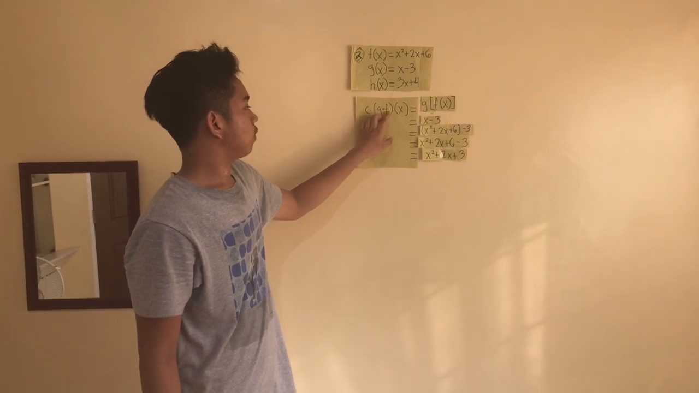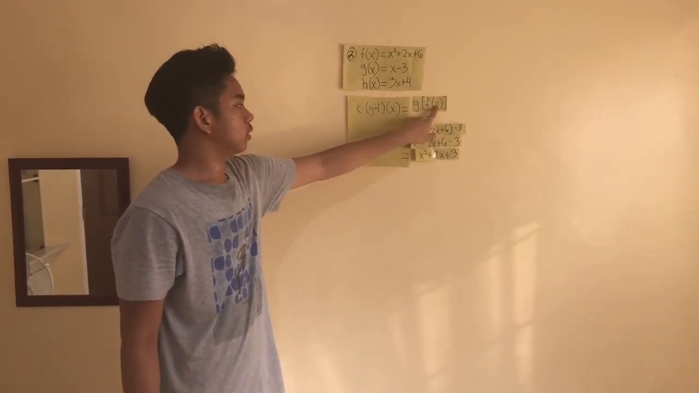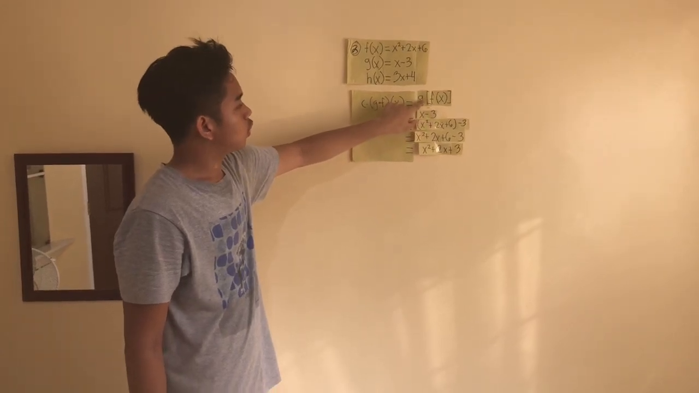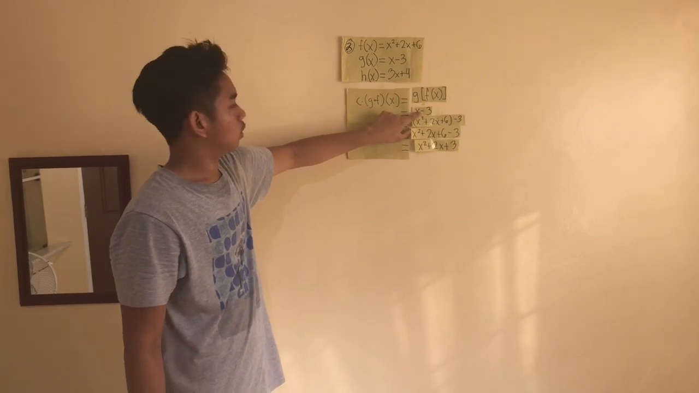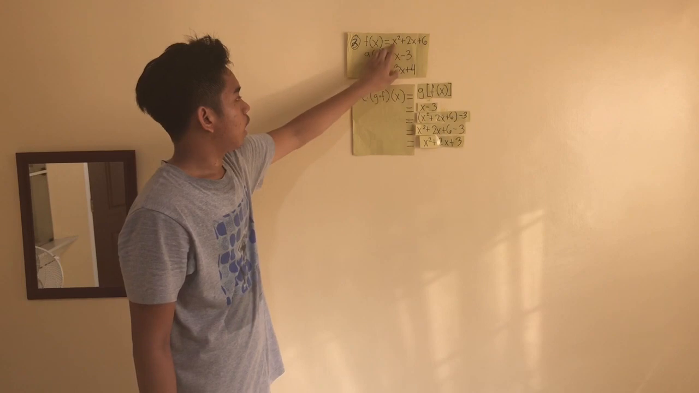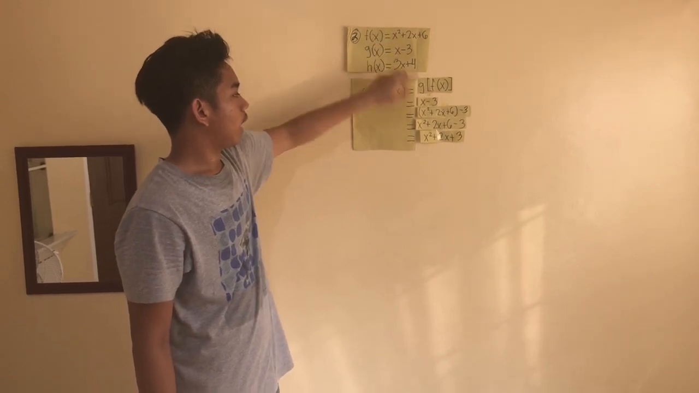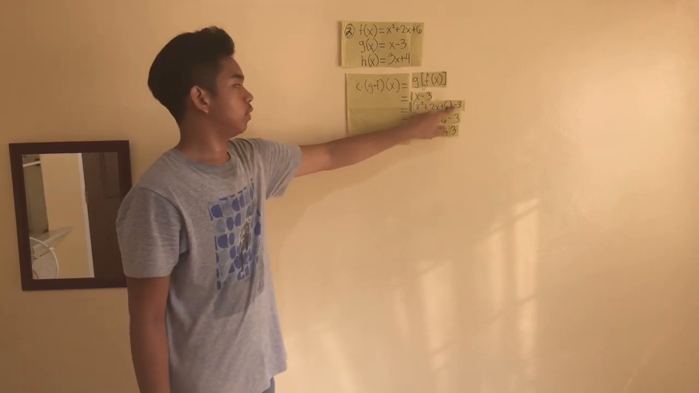So g of f of x. So arrange it to this one. So g of f of x. And then the value of g of x is x minus 3. So this is x minus 3. And then substitute this x with the value of f of x, so x squared plus 2x plus 6. And then bring down negative 3.